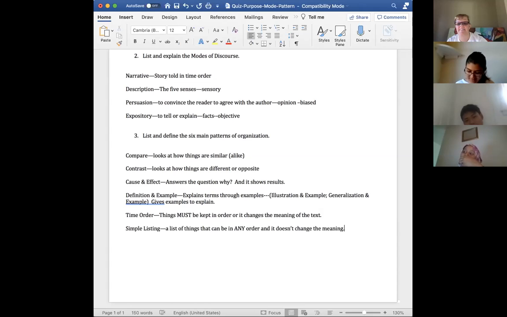I think time order is because there's something that changes in the story. Because it's a story. It's a narrative. Right? And if somebody is telling a story, you can't change it around or it changes the meaning of the text. Because it's a story, and this is a well-known fairy tale, right? It usually starts once upon a time. And stories, up here in the modes of discourse, are told in time order.